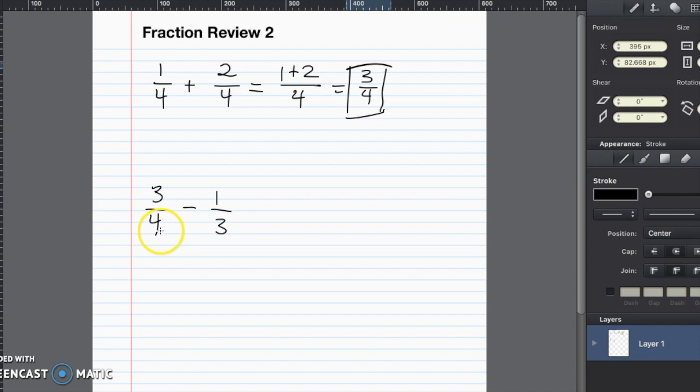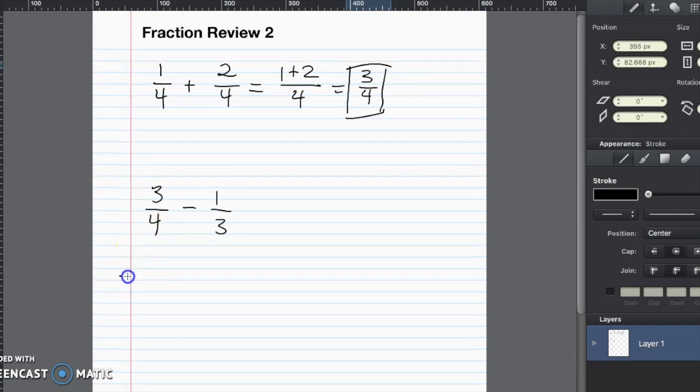So what's the lowest number, my least common denominator, that I can think of? Well, let's go through some numbers, right? I know it has to be a multiple of 4. So 4, does 3 divide 4? Not really. Does 3 divide 8? Not really. Does 3 divide 12? It does. Good. So I want a 12 on the bottom.